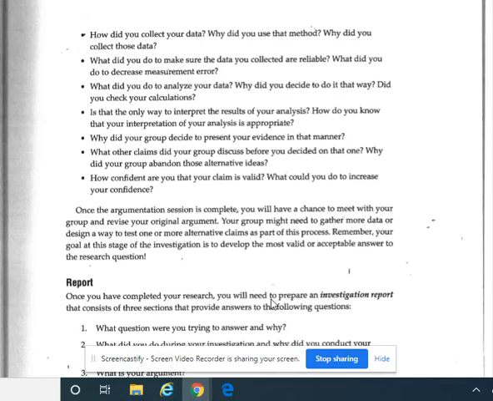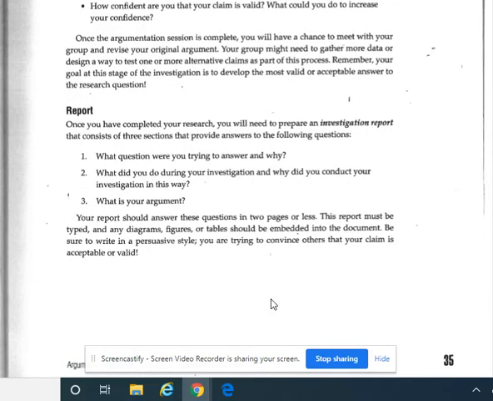Once the argumentation session is complete, you will have a chance to meet with your group and revise your original argument. Your group might need to gather more data or design a way to test one or more alternative claims as a part of this process. Remember, your goal at this stage of the investigation is to develop the most valid or acceptable answer to the research question.